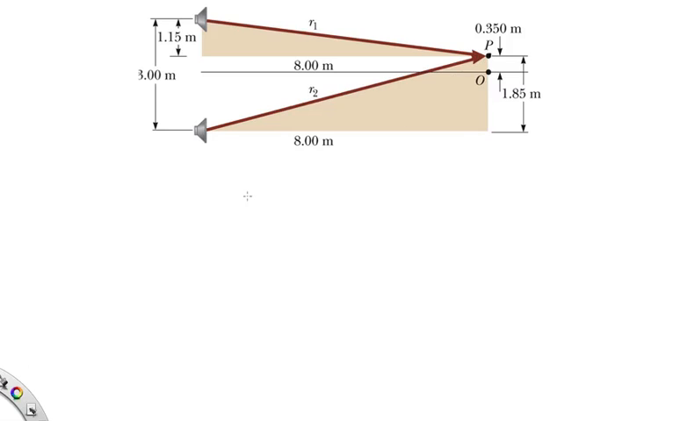So what that tells us is that this path difference, R2 minus R1, is equal to half a wavelength, since one must have travelled half a wavelength further than the other to make them perfectly out of phase to give us our minimum. So now all we need to do to find lambda is work out what R2 is and what R1 is. Okay, we can use Pythagoras' theorem to work these things out.